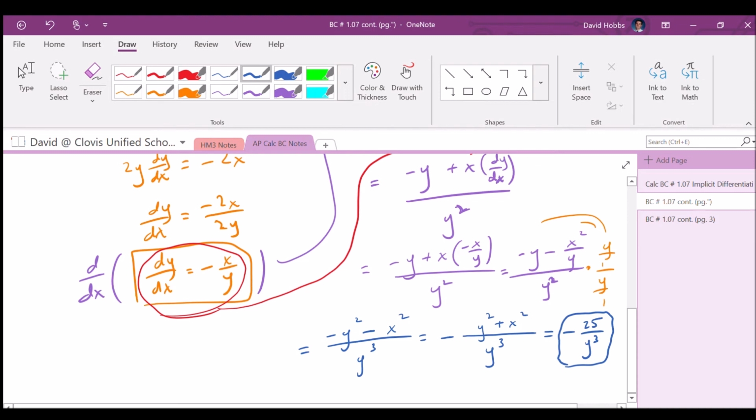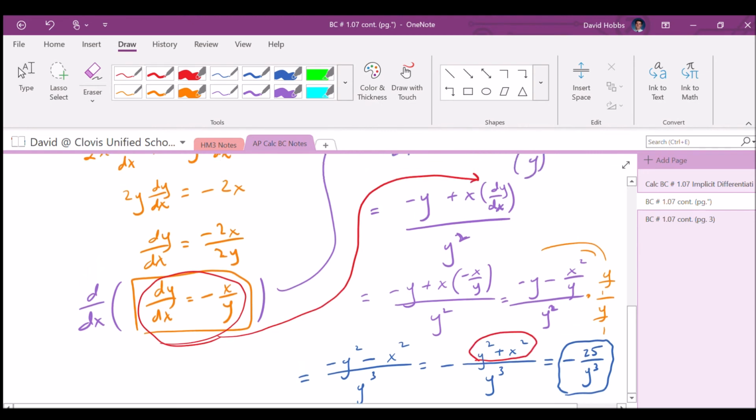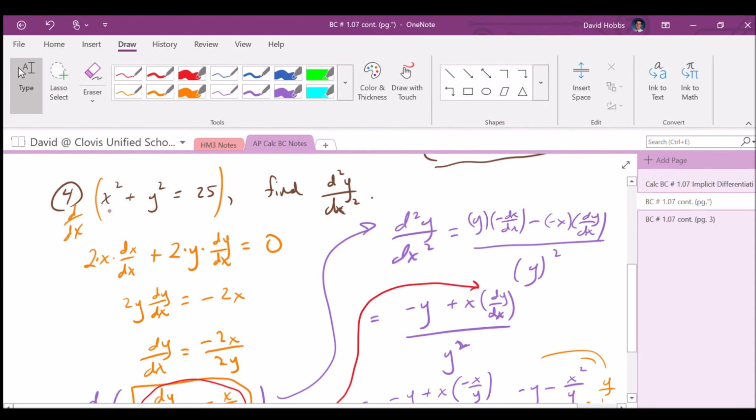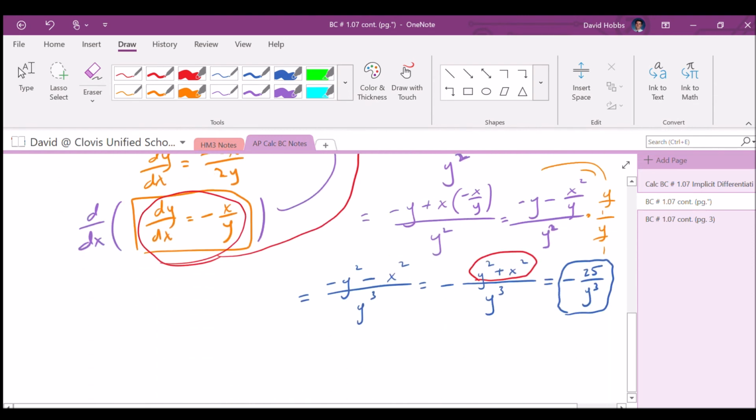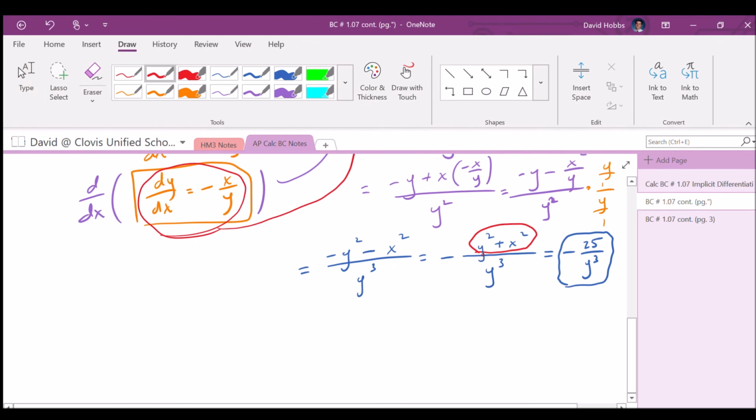How does that happen? Well, let's take a quick look here. Y squared plus x squared. Didn't we see that in the original problem? That's right. X squared plus y squared in this problem is equal to 25. And so I substituted for the y squared plus x squared, I replaced it with the 25. And so there's the second derivative of y with respect to x.